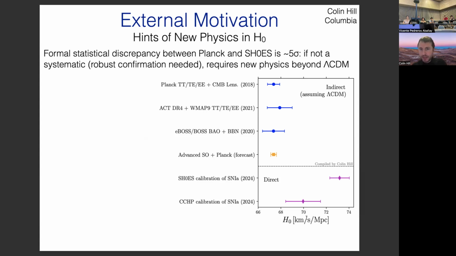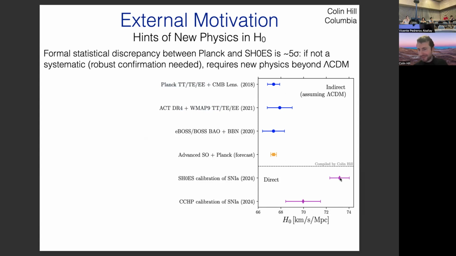So this is a compilation graph just showing a few different values. The top ones up here are inferences from, for example, the primary CMB from different data sets, assuming the lambda CDM cosmological model. For these, you get values of around, say, 67 kilometers per second per megaparsec. And then the points down here are just two of the local distance ladder measurements.